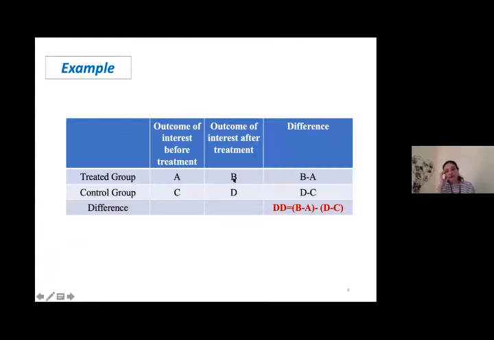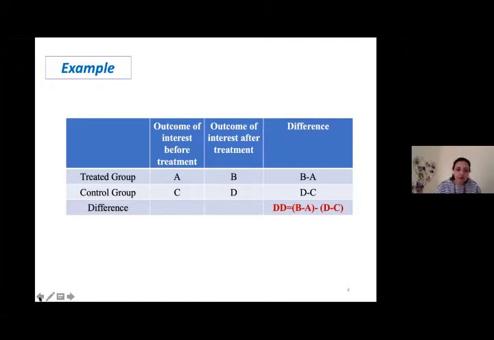So here I am just giving a simple example, just to be sure that we are all on the same page and we have a clear idea. So I have two groups, the treated group and the control group. My outcome of interest of the treated group before treatment is A, and the outcome of interest of the control group before treatment is C.